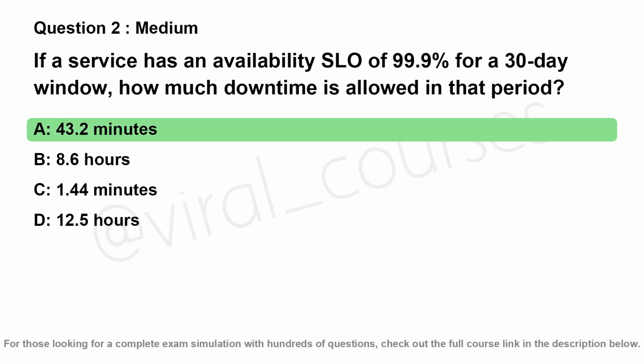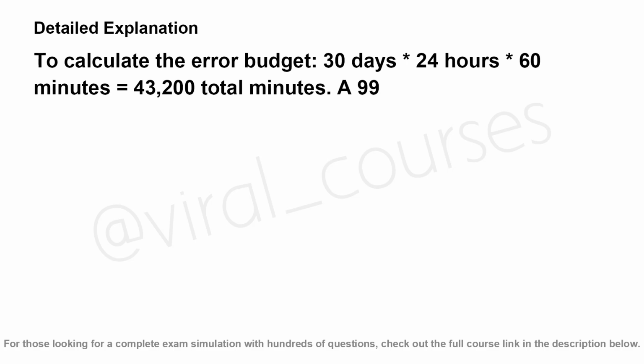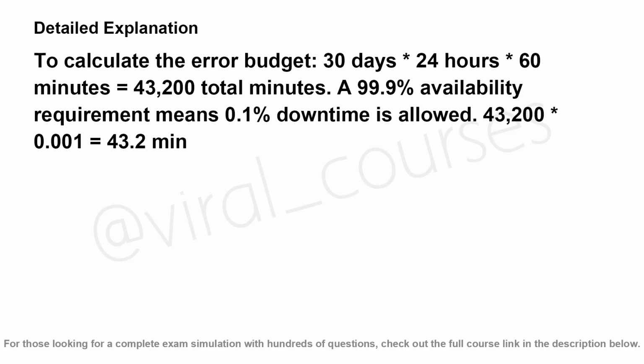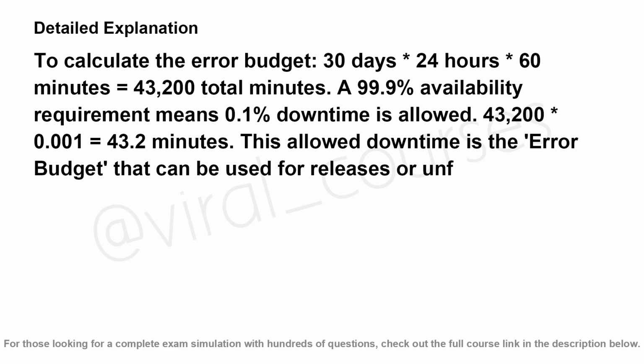The correct answer is A. To calculate the error budget, 30 days * 24 hours * 60 minutes equals 43,200 total minutes. A 99.9% availability requirement means 0.1% downtime is allowed. 43,200 times 0.001 equals 43.2 minutes. This allowed downtime is the error budget that can be used for releases or unforeseen failures.